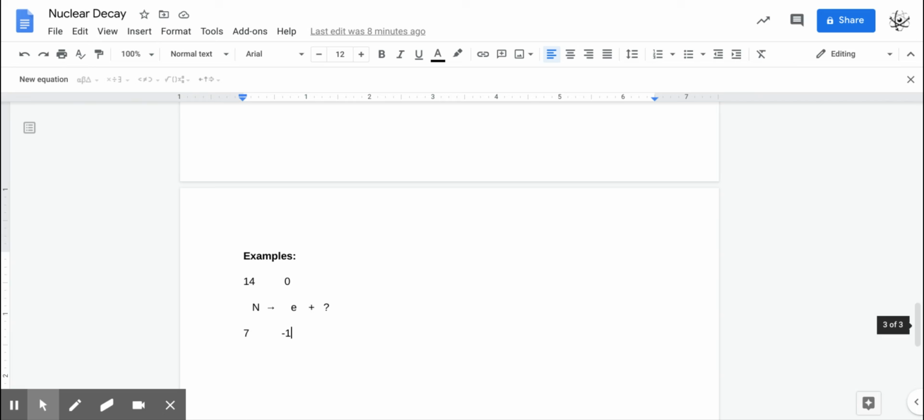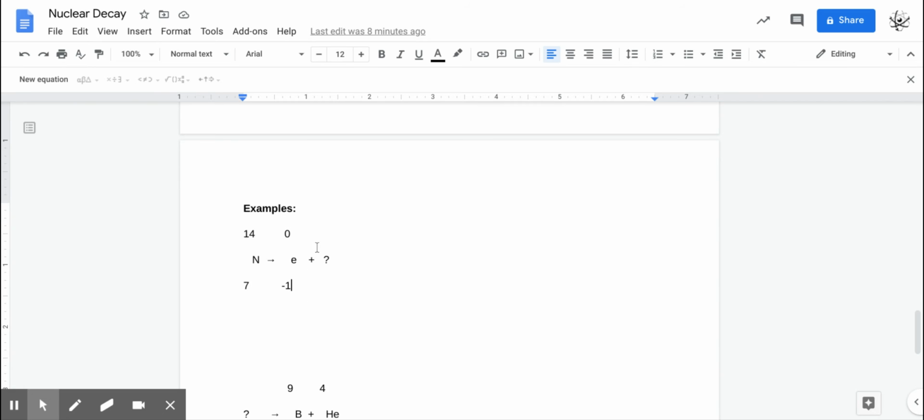Let's look at a few more examples. So here, nitrogen 14 is my parent, and we spit out a beta particle, and I want to know what the daughter atom is going to be.